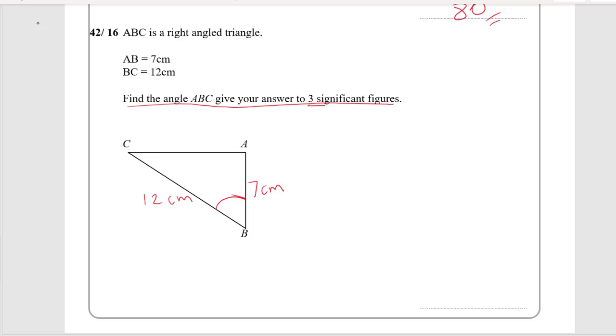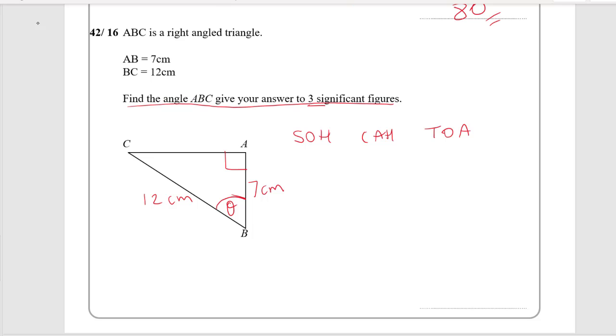So that's why always read the information. So we're finding the angle ABC. Okay, let's label this as theta. Now we can see it's a right angle triangle, and the angle is involved. We're finding a missing angle. That means we need to use SOH CAH TOA.